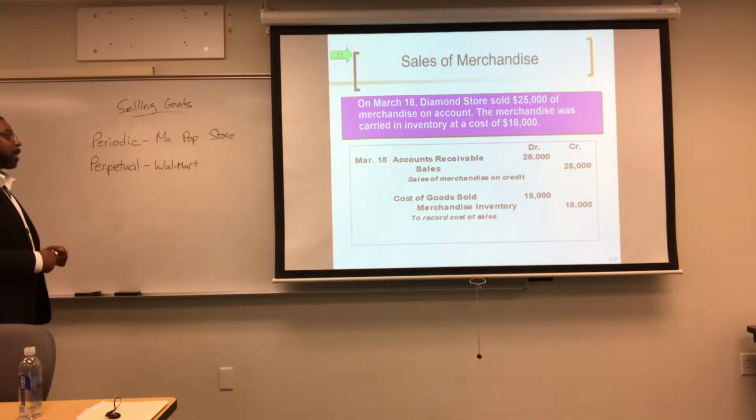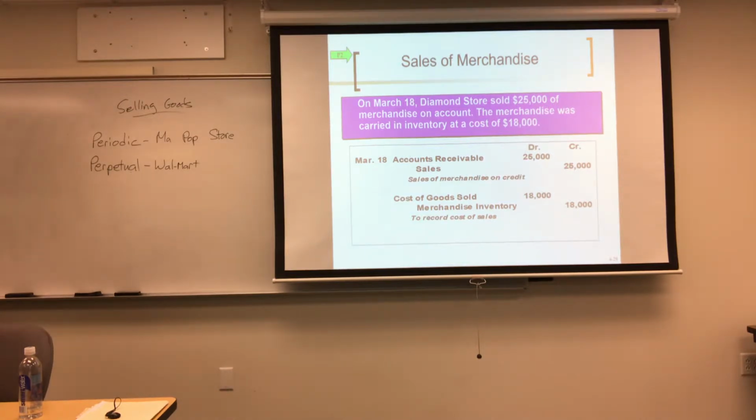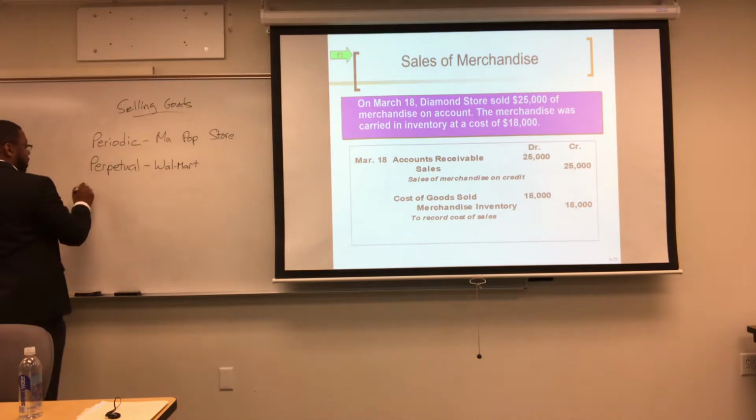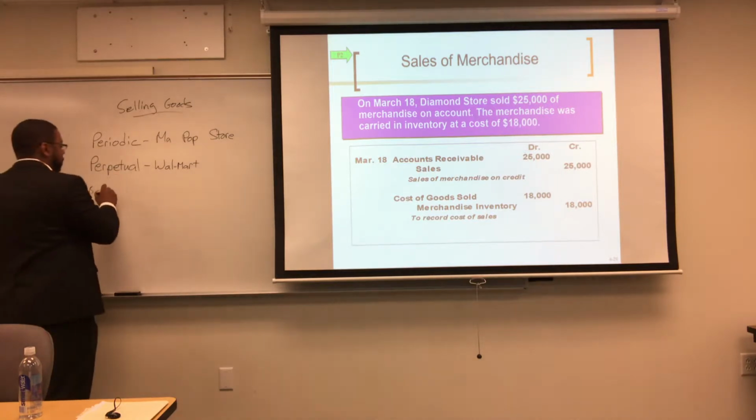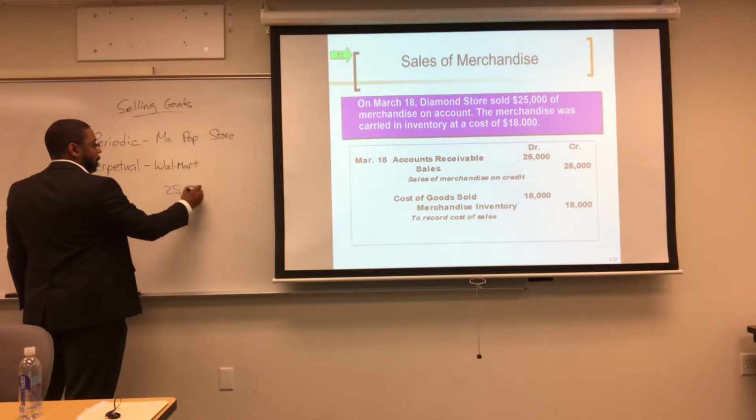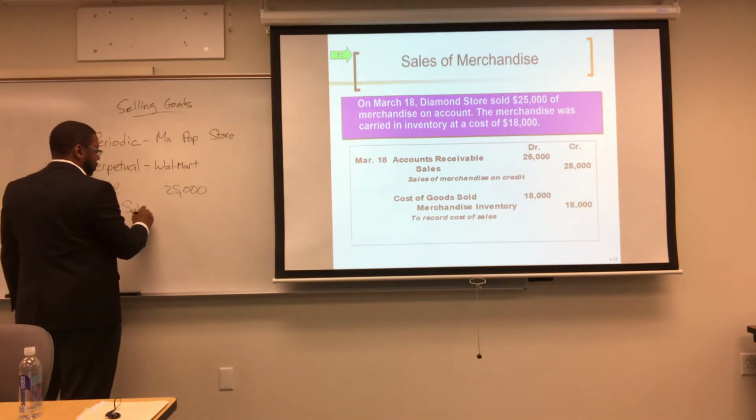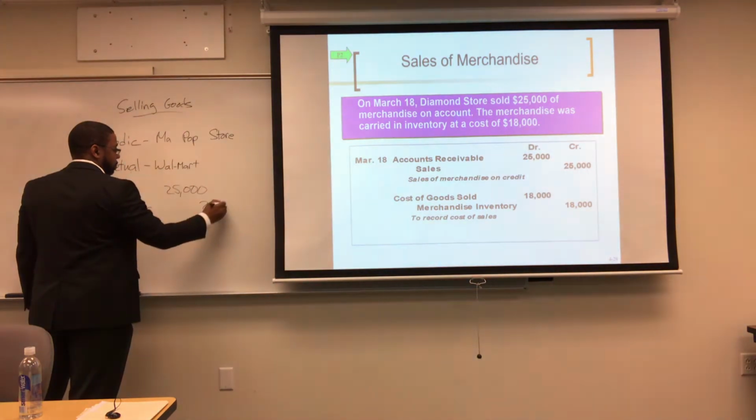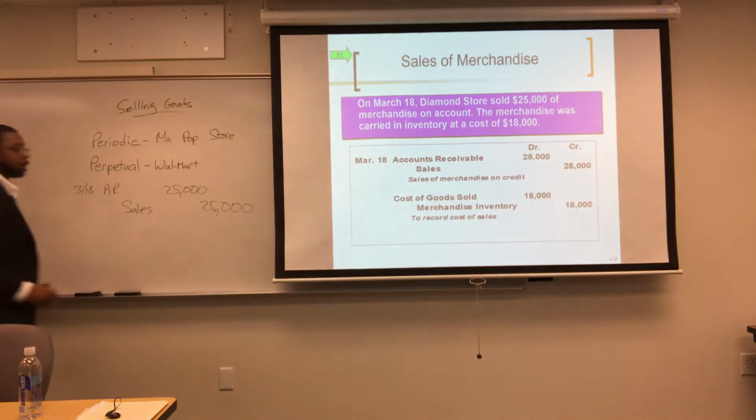So for this transaction, if we were doing the periodic method, this is another detail that changes the answer. This is perpetual, but if they said they're doing periodic, your March 18 transaction would just be a debit to accounts receivable of $25,000 and a credit to sales of $25,000. That would be it.